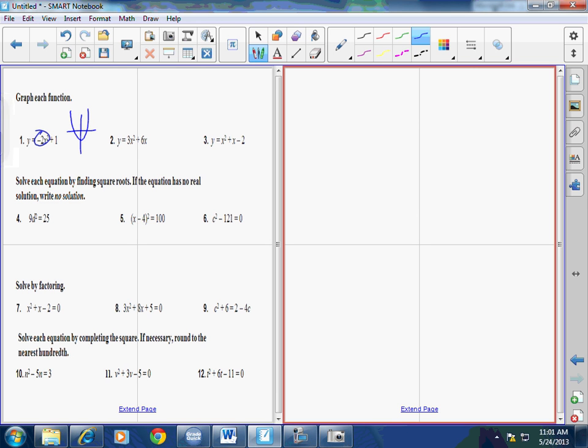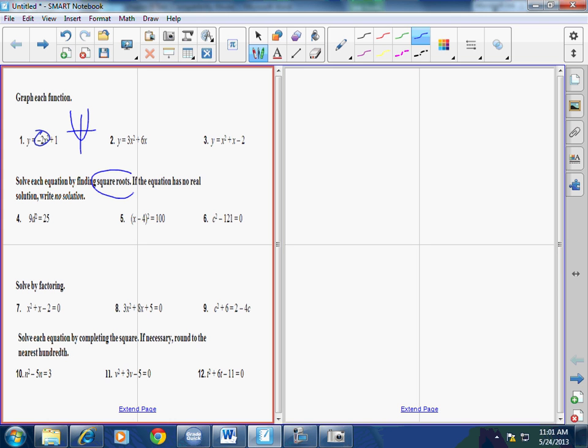Okay, I have 9d squared equals 25. It tells you specifically to solve by square roots. Some of you put it into the quadratic formula. That's not what I told you to do. Secondly, I know that you guys don't really give the practice that you need, and this shows me clearly.